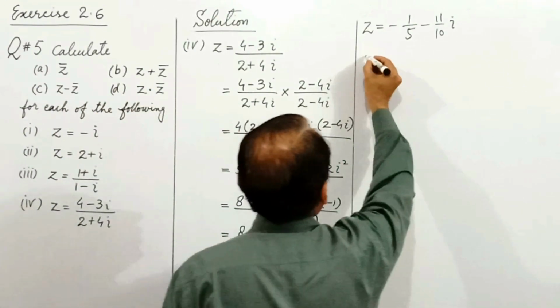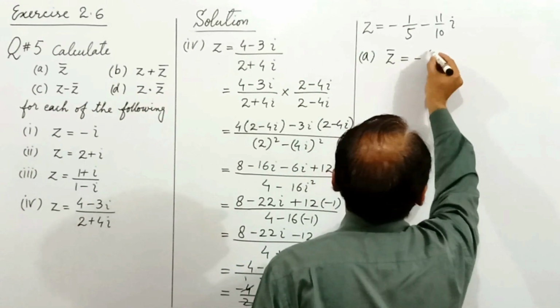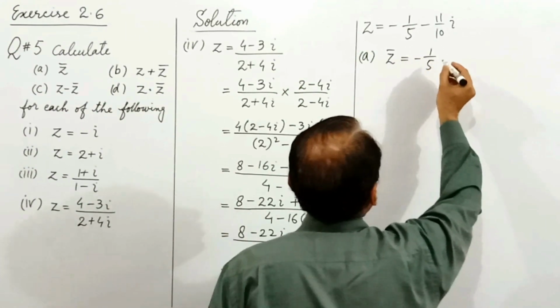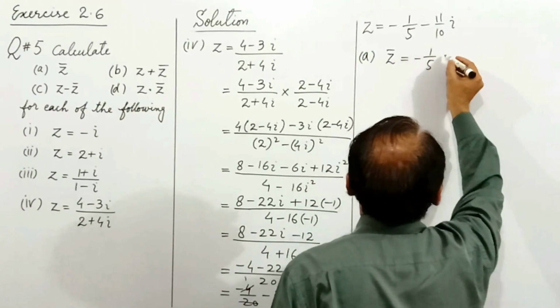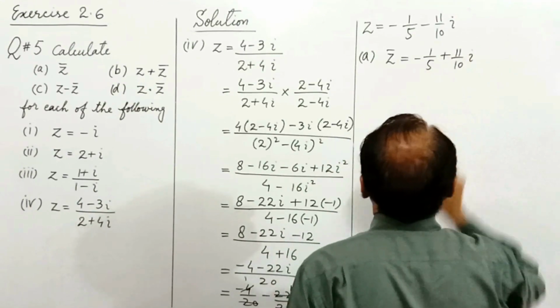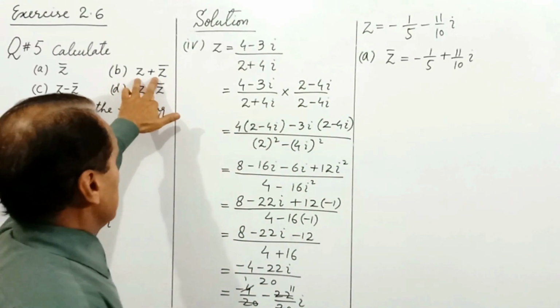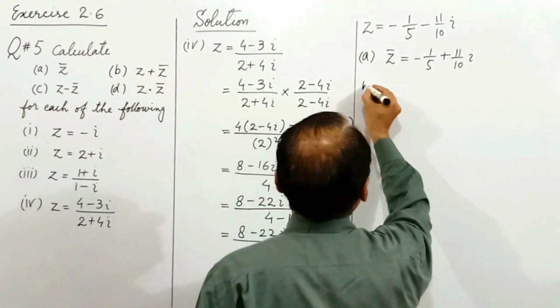First of all, we are required to find its conjugate, and that is Z bar is equal to minus 1 over 5 plus 11 over 10 iota. Conjugate is obtained by changing the sign of the imaginary coefficient. It's very simple. Let's move to the next part, B, in which we are required to find out the sum Z plus Z bar.